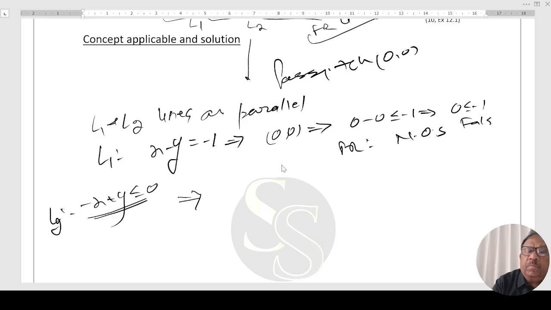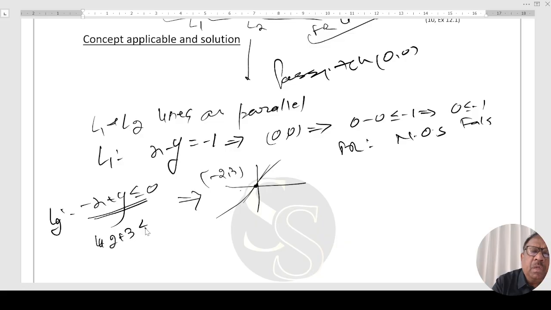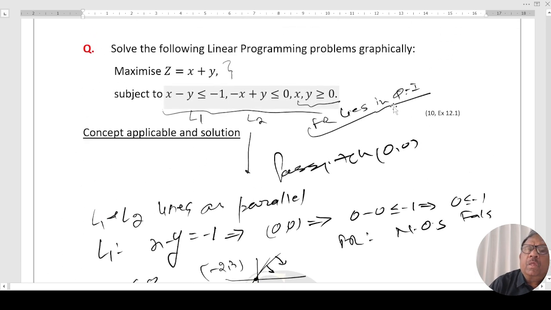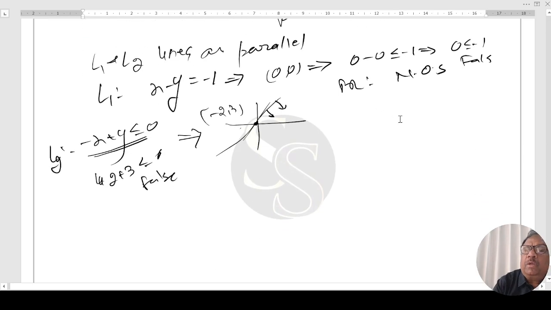In this case, this line is passing through the origin like this. This is the origin, right? We put the point (-2, 3) in quadrant 2: 2 plus 3, false. So it will not lie on this side. This means the feasible region for this line will be on this side. For the first line, the non-origin side. So let's plot the lines.